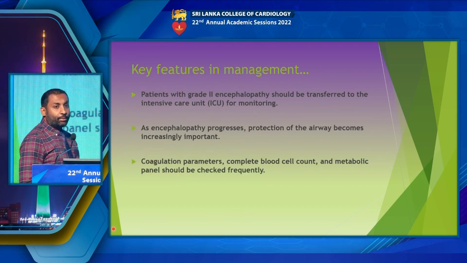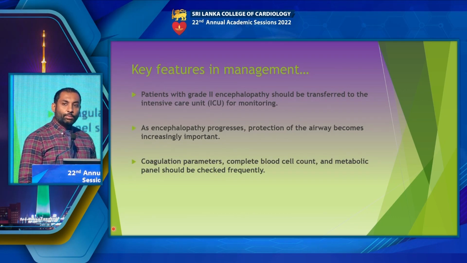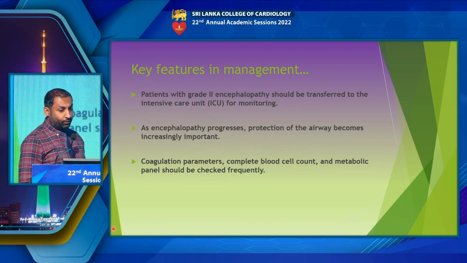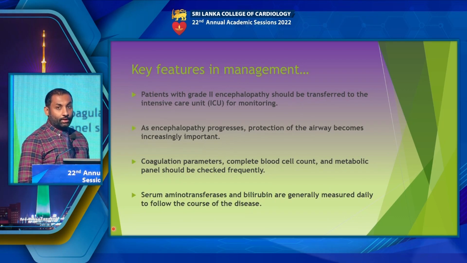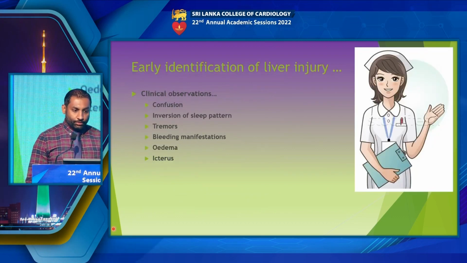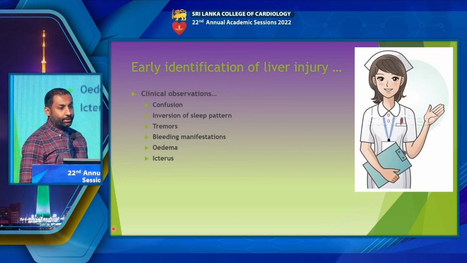Then the coagulation parameters can change when the patient is in liver failure. Especially the full blood count parameters should be carefully observed, and the metabolic panel should be checked frequently, like venous blood gas or arterial blood gas. Serum aminotransferases, the ALT, AST, and bilirubin are generally measured daily to follow the course of the illness, to see whether the patient is deteriorating or developing any other complications. In addition, the sugar also needs to be monitored frequently.